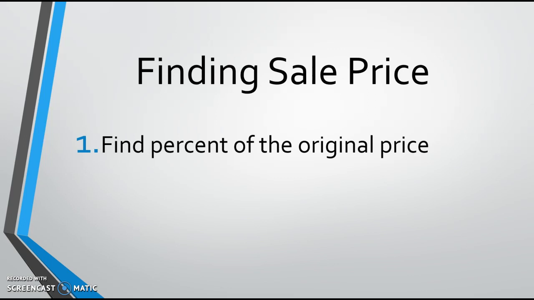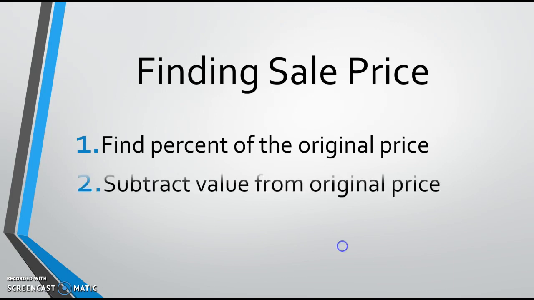In order to find the sale price of an item, you want to first find the percent that you're getting off of the original item. So we're going to talk about a couple example problems that we actually completed in class already, just as a little refresher. But once you find the percent of the original price, you take that amount and subtract it from that original price, and that'll give you what you're actually paying for.